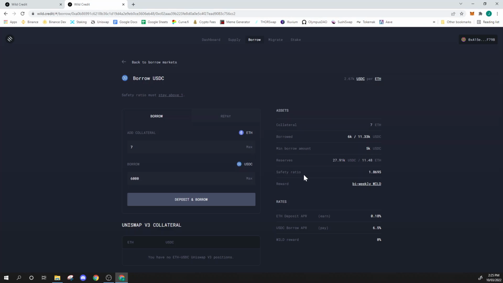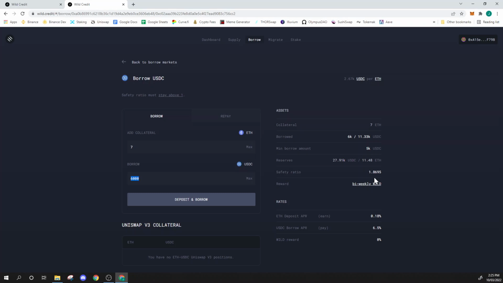So if your loan to value ratio increases above 60%, that safety ratio will move below 1, which is indicative of being in a liquidation event environment. And when your loan to value ratio is below 60%, the safety ratio will equate to a number that's above 1. So we can see here, by using collateral of 7 with borrowing $6,000 against that, that works out to a safety ratio of 1.8.